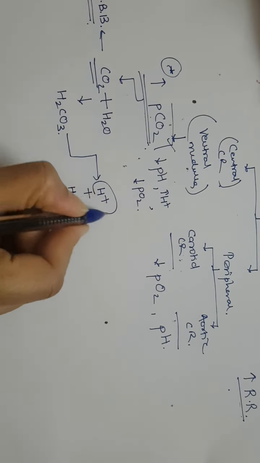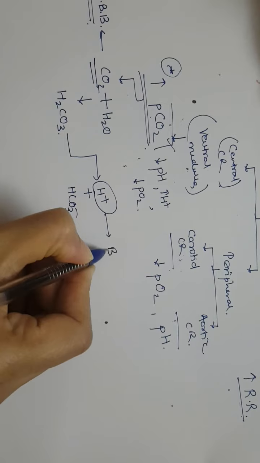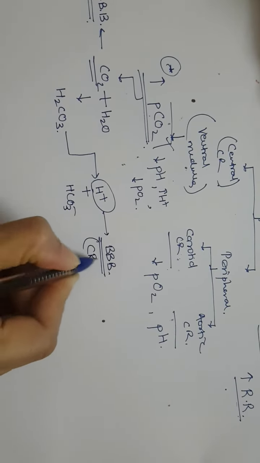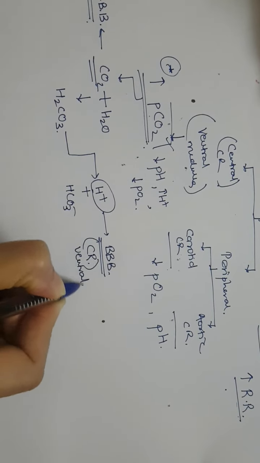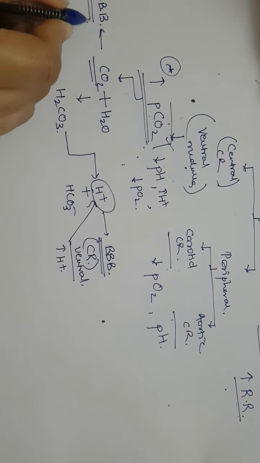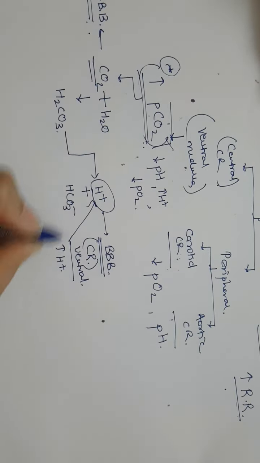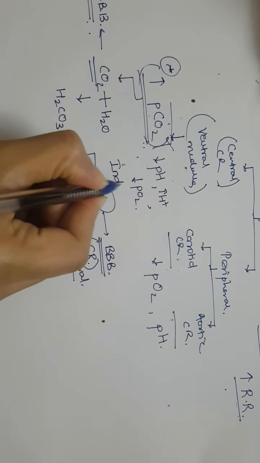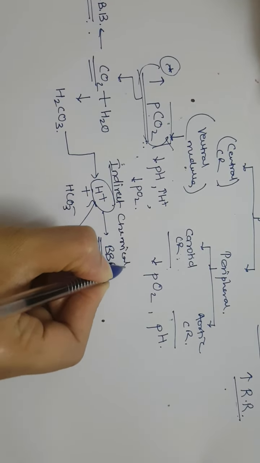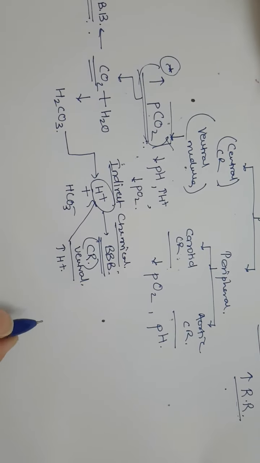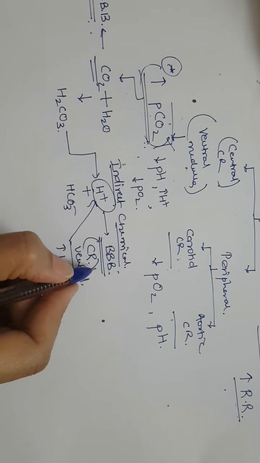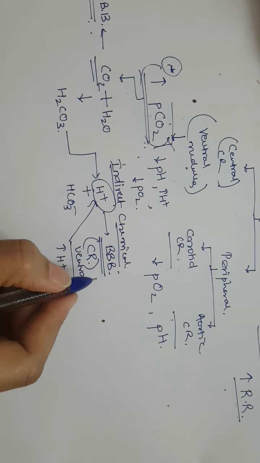So this hydrogen ion can cross the blood-brain barrier. The central chemoreceptor, which is present in the ventral medulla, will sense the increase in hydrogen ion concentration, which is because of change in PCO2. So this is called indirect chemical regulation.